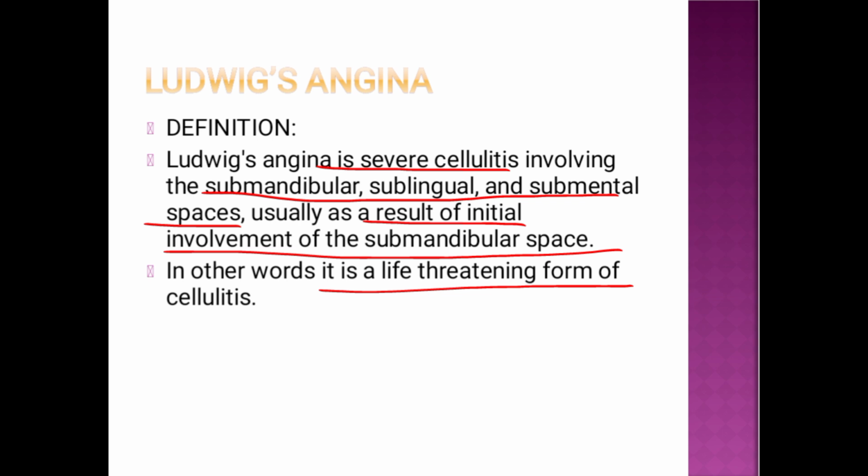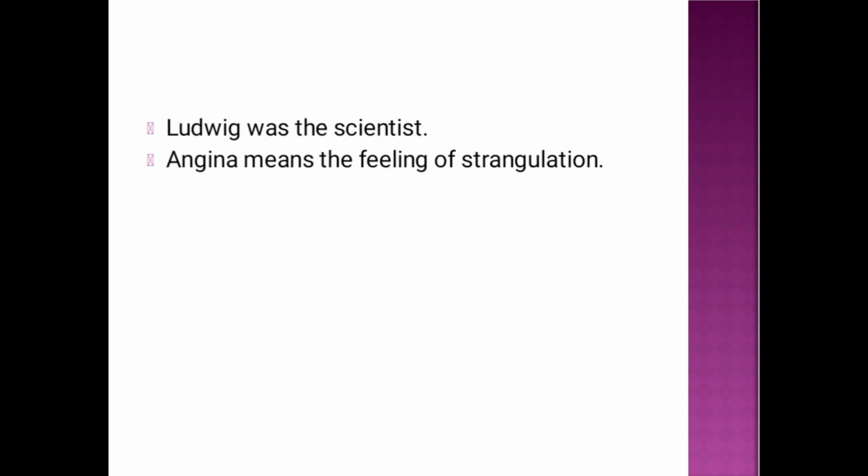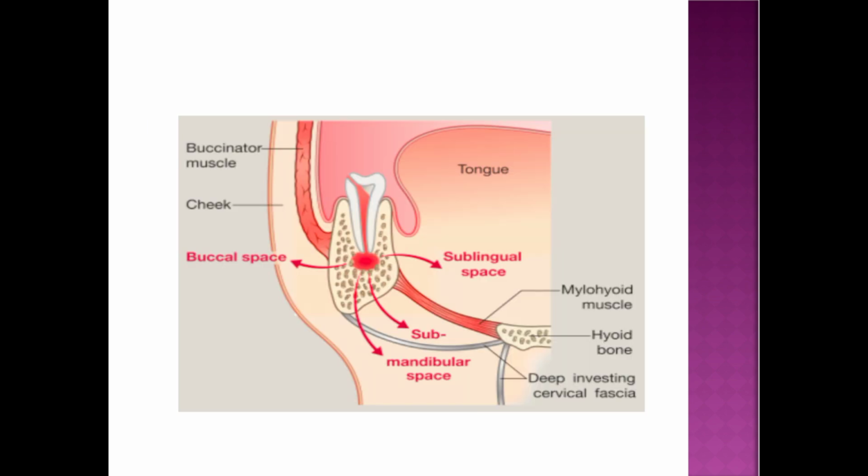Number one, it is a form of severe cellulitis involving the submandibular, submental and sublingual spaces. Initially it involves the submandibular space. It is a life-threatening condition of cellulitis. The name comes from Ludwig, who was a scientist, and angina means a feeling of strangulation. Okay, you can see this is the buccal space, submandibular space, and then sublingual and submental space. In these, it can spread.